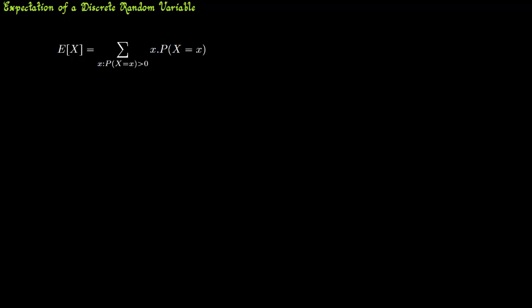So we talk about expectation of a discrete random variable. This random variable is capital X. So expectation of capital X is you sum up all the values which the random variable takes. You first take all the values of the random variable and then you multiply each with the probability that the random variable takes on that particular value. This will be more clear in an example.